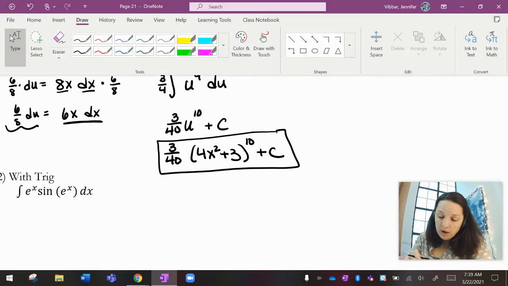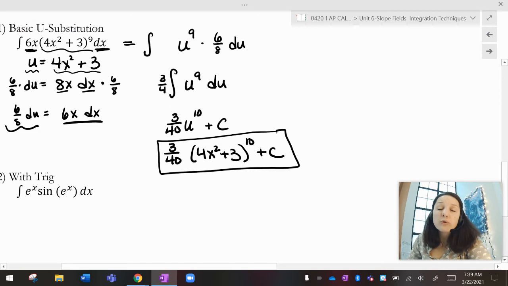The nice thing about antidifferentiation is while there are no rules, it's always checkable. If this is the antiderivative, the one thing that has to happen is the derivative of this boxed-in thing has to end up equaling my integrand. So let's give it a shot.